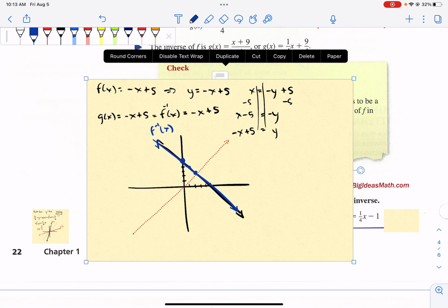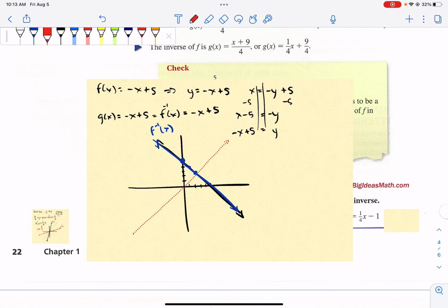So let's plug something in. Let's plug in the number 2 to my original function. So f of 2 equals negative 2 plus 5, which is 3. So I get this point 2 comma 3. All right? So that is on my original function, right? 1, 2, 1, 2, 3. That's right here.